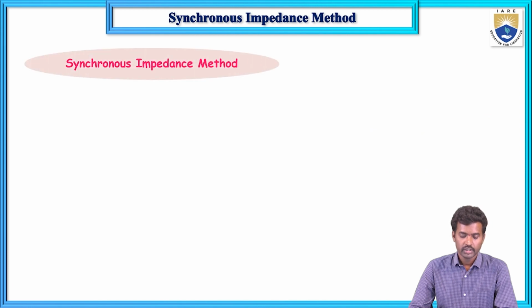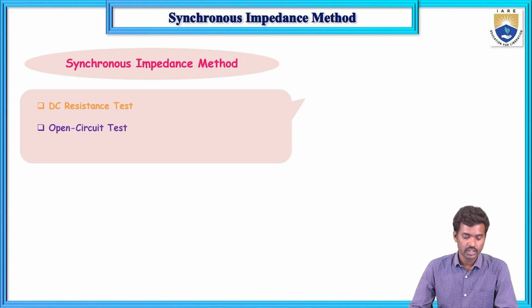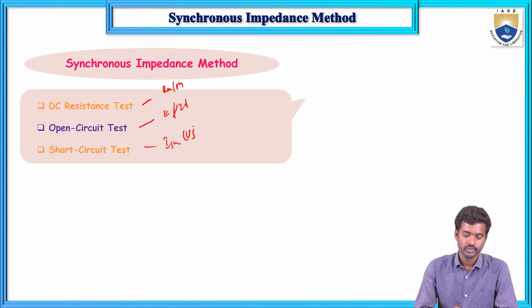Now here, in the synchronous impedance method, we will conduct three tests: the DC resistance test, the open circuit test, and the short circuit test. From this we can calculate the armature resistance per phase, RA per phase. From the open circuit test we will get the open circuit characteristics, that means EMF per phase versus IF, the field current, and the short circuit current versus IF, the field current.